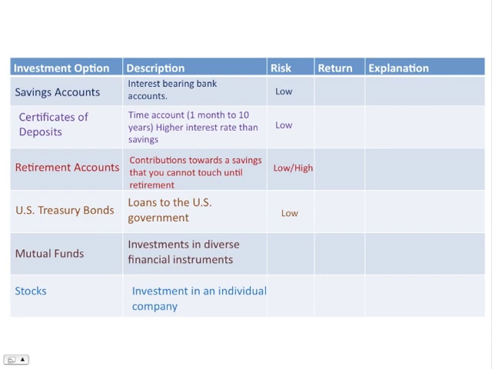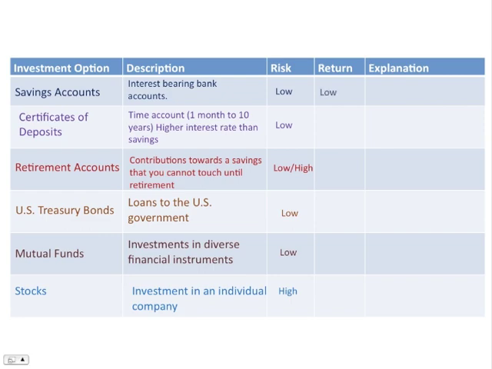U.S. Treasury bonds are generally considered to be low risk because they are loans to the government, and the government is usually considered to be a safe bet. Mutual funds are also considered low risk because they invest in a diverse amount of financial instruments or financial assets. Stocks tend to be high risk.